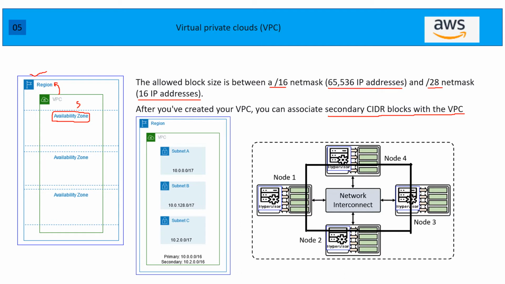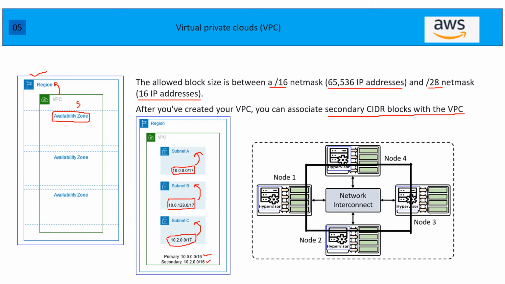So here you can see I have taken a primary range, which is 10.0.0.0/16, and the secondary CIDR range is going to be 10.2.0.0/16. So how can we allocate the subnets? My first subnet, which I want, 10.0.0.0/17, should be part of one availability zone. The second subnet, 10.0.128.0/17, is going to be in the second availability zone. And my third subnet, which I have taken from the secondary CIDR range, is going to be part of the third availability zone.